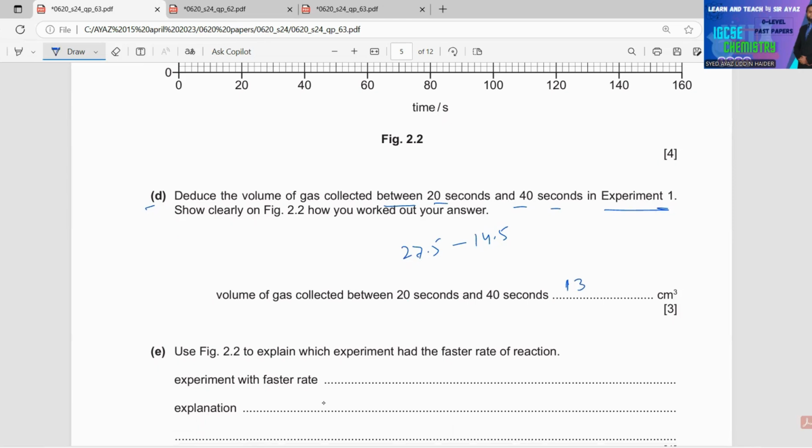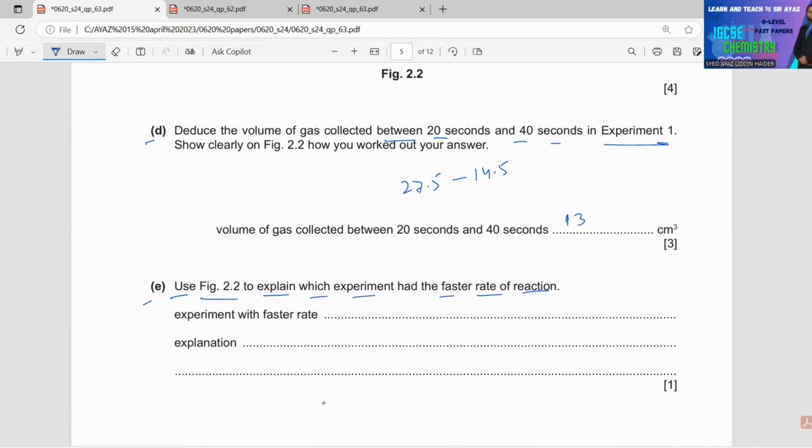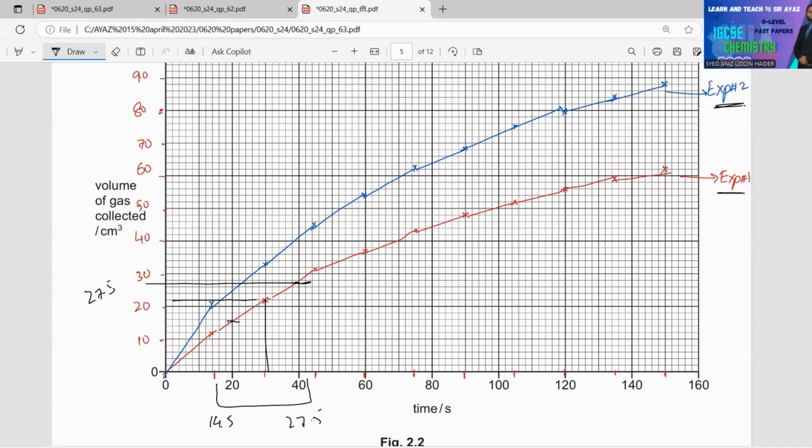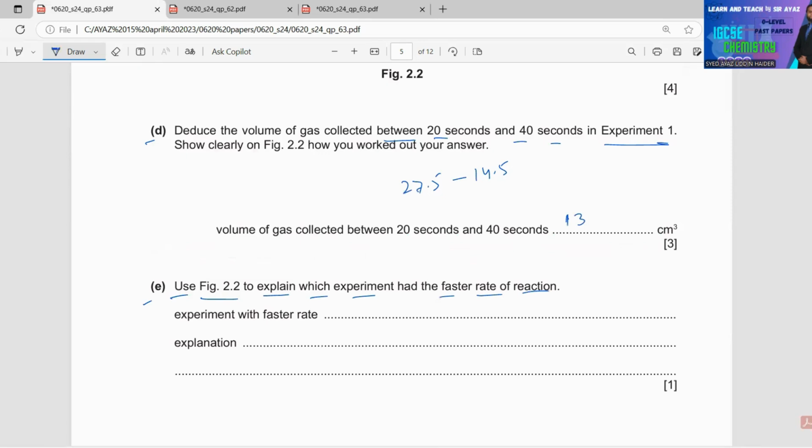E. Use figure 2.2 to explain which experiment had the fastest rate of reaction. You have to give explanation. Definitely, if you look at this graph, it must be experiment 2 because you are having a steeper line. So I will write experiment 2, and the explanation will be line steeper. Or you can even write gas volume greater at the end.